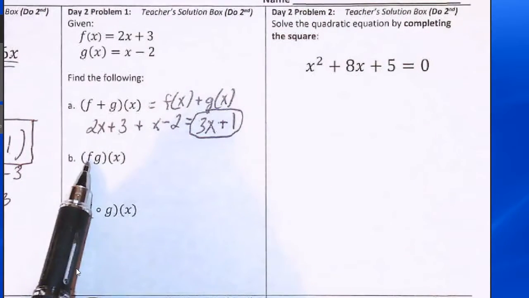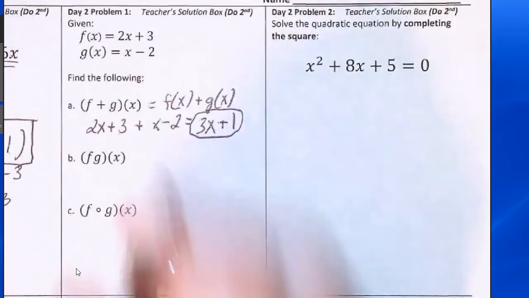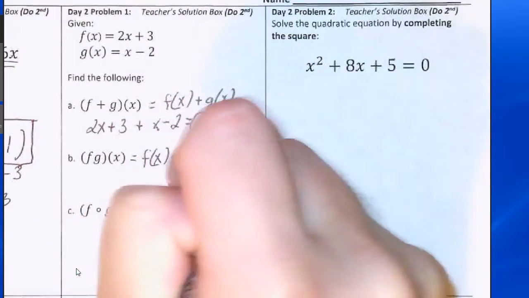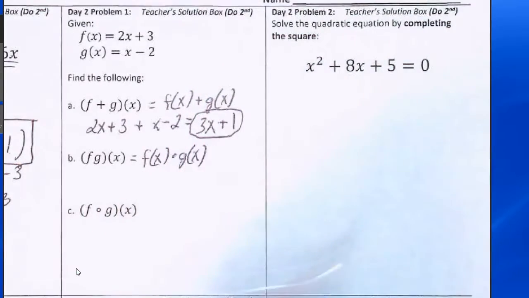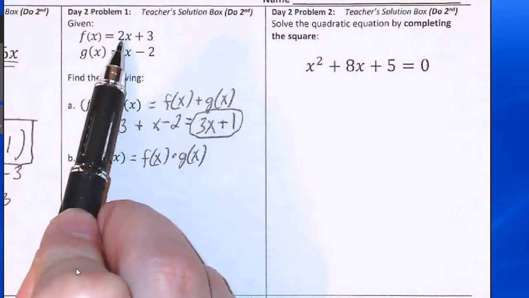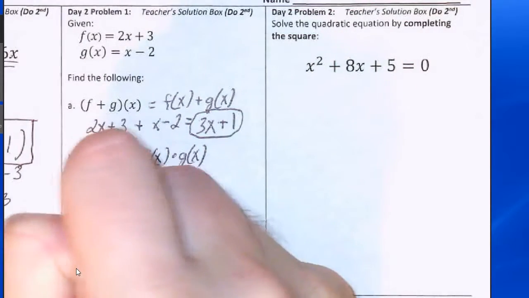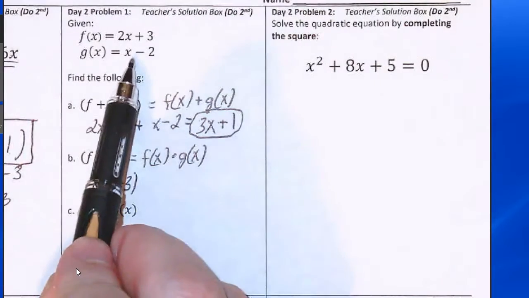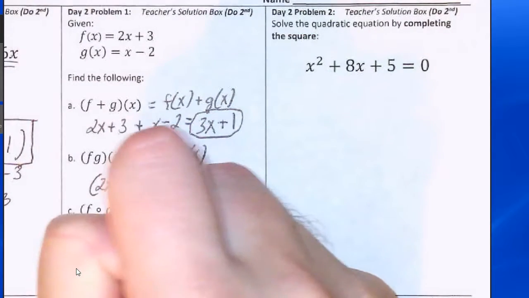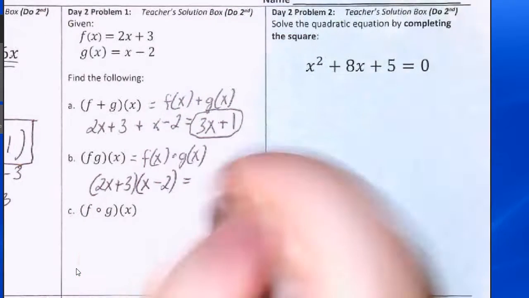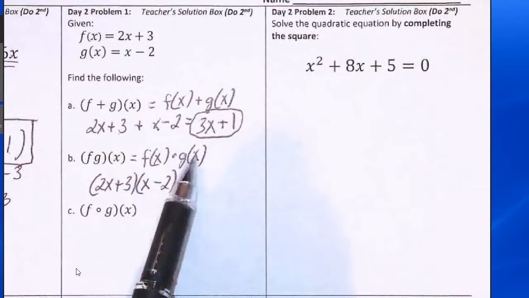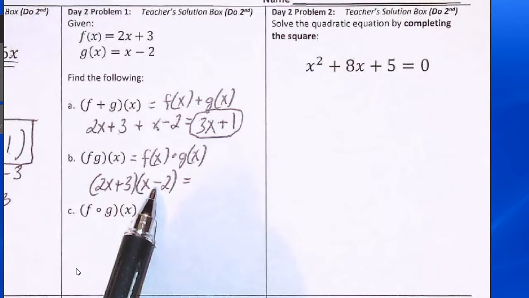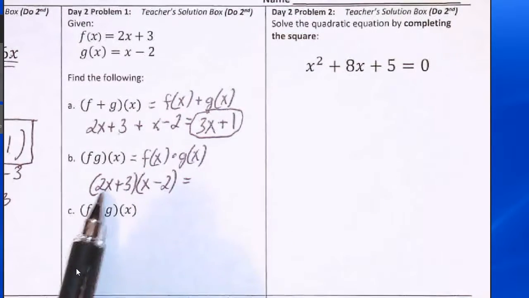Question B, f times g of x. This can be interpreted to mean f of x times g of x. F of x is the expression 2x plus 3. And g of x is the expression x minus 2. So f of x times g of x means to go 2x plus 3 times x minus 2. We can do this using FOIL.